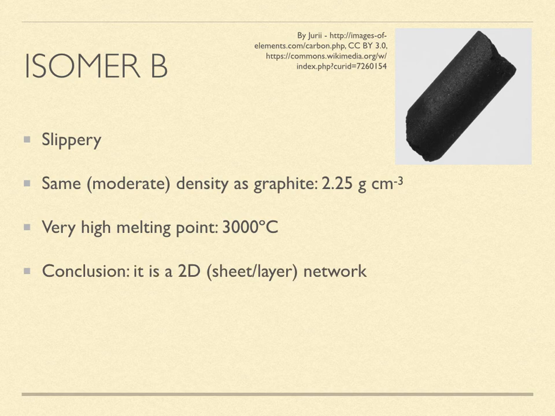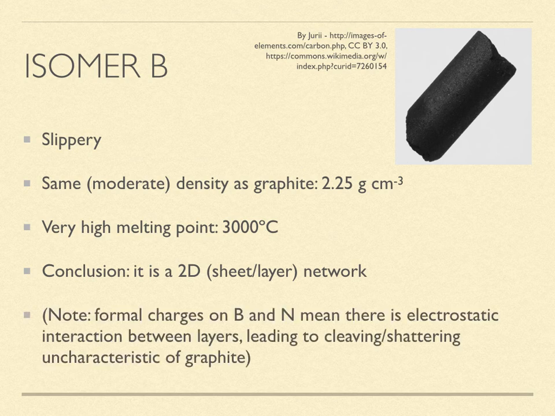So, isomer B, which has these qualities in common with graphite, must be a 2D layer structure. We can attribute the high melting point to covalent bonds again, since this isomer does have covalent bonds in two dimensions. And there is a notable difference between this isomer of boron nitride and graphite, which is that boron and nitrogen have formal charges. That basically means you can cleave or shatter this isomer because the breakage will misalign those formal charges and create repulsion between layers.